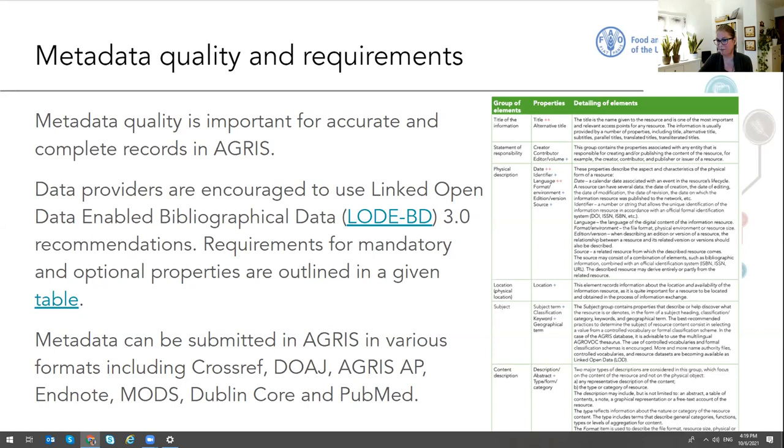They can use Crossref, DOAJ, AgrisAP, which is the standard in FAO, EndNote, MODS, Dublin Core, PubMed. We don't care. The problem is that it needs to be well formatted. What is important for us is to work on the metadata quality. And as many of you know, this is the big challenge. Not always is it as good as we would like, and this is what is creating some issues for the search engines.